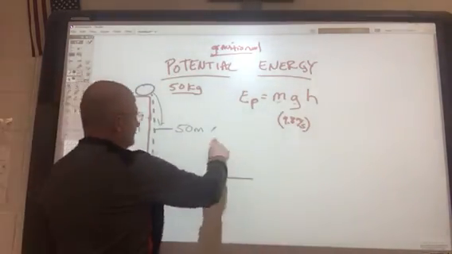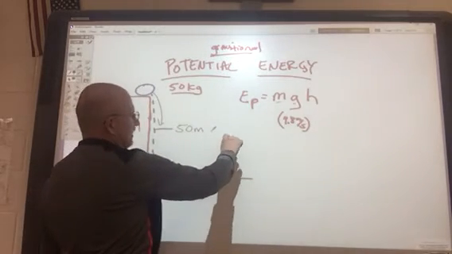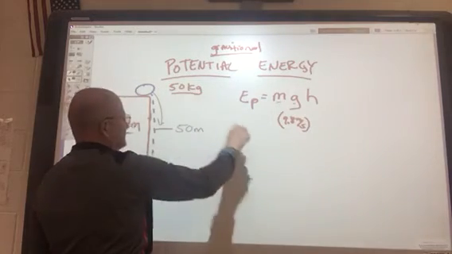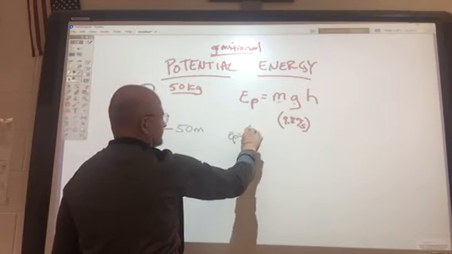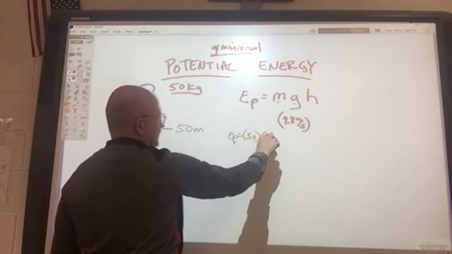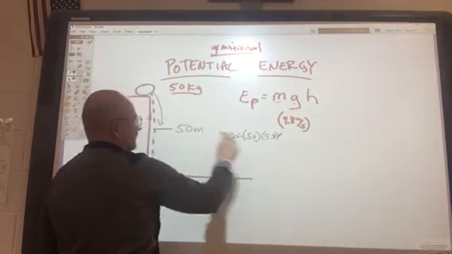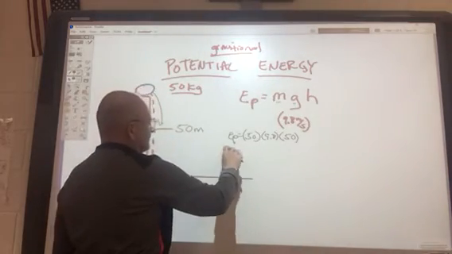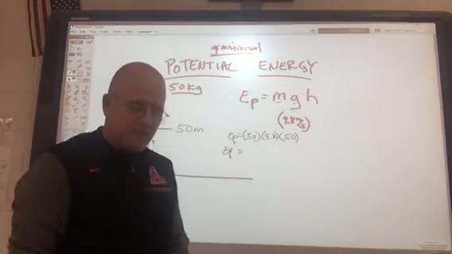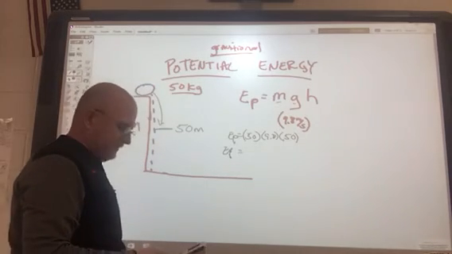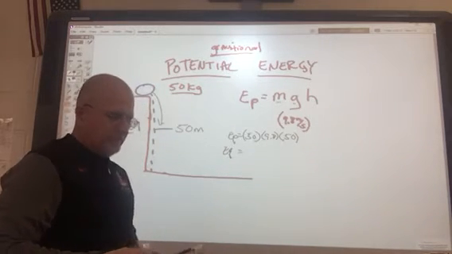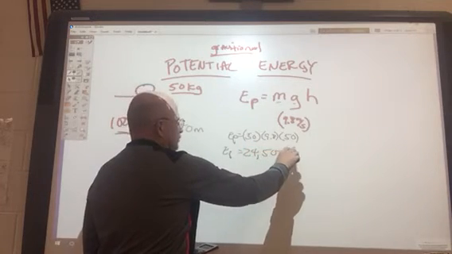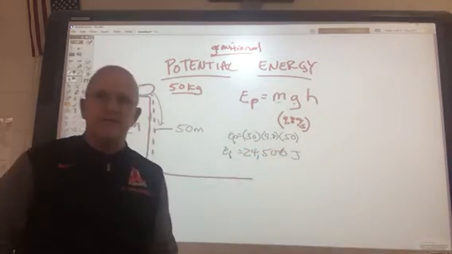So I can do the math again at 50 meters and calculate the potential energy at 50 meters. When I do that, I find out that the mass is still 50, and I'm only going to write the numbers in this time. The gravity is 9.8, and the height now is 50. So I plug that into my calculator, and I'll find out the gravitational potential energy at 50 meters is going to be 24,500 joules of energy that it still has halfway down.